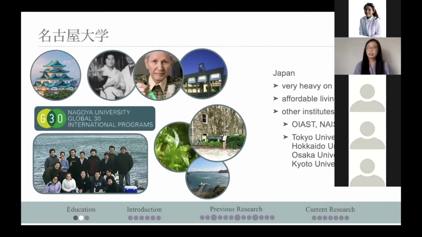One thing about Japan is that the education system is very heavy on research. So if you are sure you want to do research, this is a really good place to go because, for example, by the time I graduated my master's, I had about 3.5 years of research already, and that was full-time research. So you can get a lot of experience that way. Japan is also kind of affordable, and the food is really good, so that's another plus. And these are the other institutes that I would recommend you look at, some of which have English programs. So you can check them out.